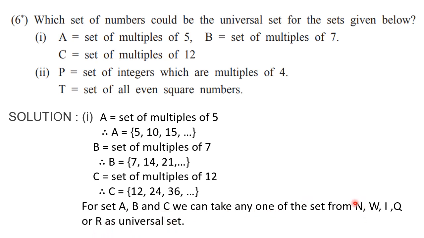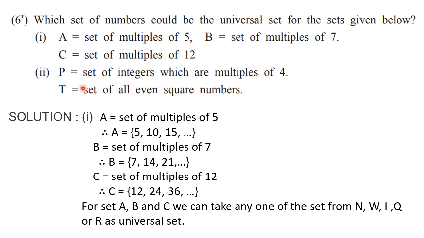Either you can write N, you are correct. If you write W, you are correct. That is why I have written all the names. You can write this question as it is. Depending upon your thinking, you are going to choose the universal set. Somebody will write only N, you are correct. Somebody will write real numbers R, you are correct. So here, you can have different answers. Such questions are called what? Open-ended questions.